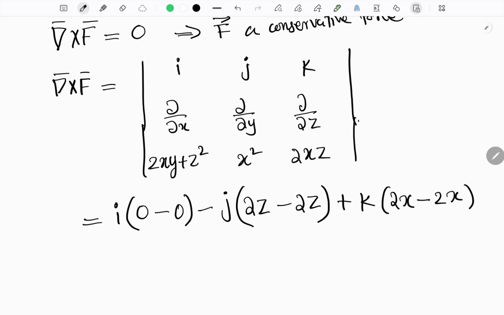So what we can see is the coefficients of i cap, j cap, k cap all are 0. So del cross F will be 0, or the force is a conservative force. So this implies that F is conservative.